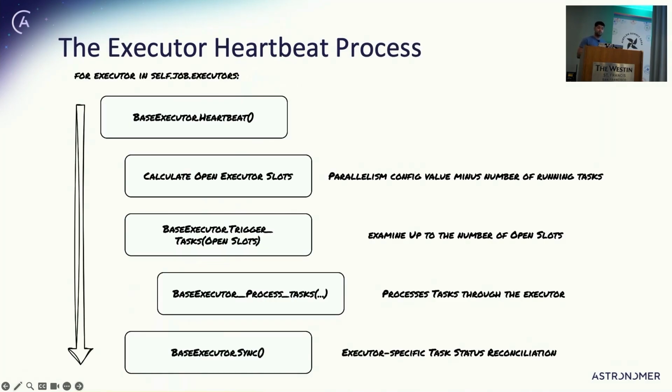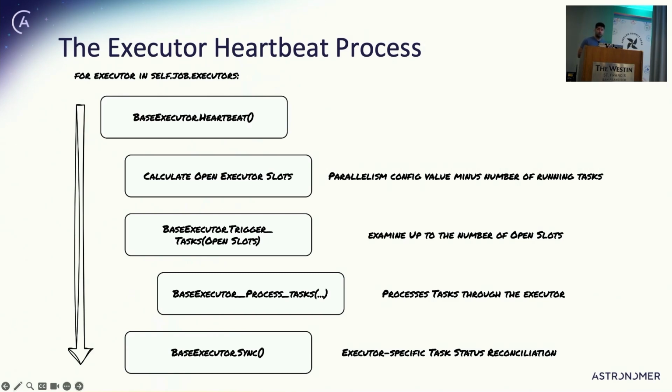Anyway, moving on. At this point, locks are released and other schedulers are able to schedule task instances from here on. We're out of the critical section, and we reach the executor heartbeat process. The executor heartbeat is the process used to trigger new tasks and queue them for execution. We start by calculating open executor slots, which is done by subtracting the number of currently running tasks from the value of the parallelism configuration.